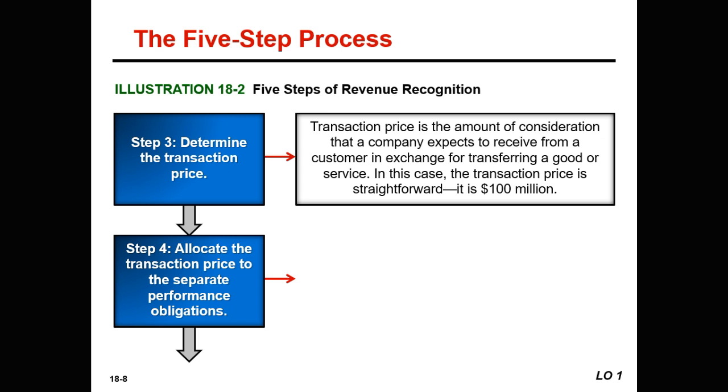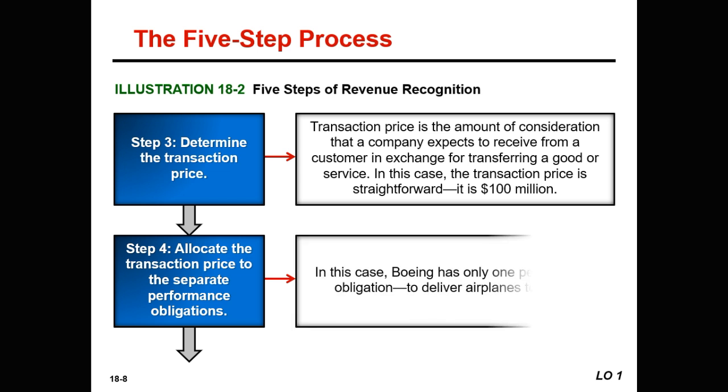Step 4 is to allocate the transaction price to separate performance obligations. In this case, because there's only one obligation, there is no allocation necessary. However, if there were multiple obligations housed within the contract for one transaction price, then we would need to engage in an allocation.